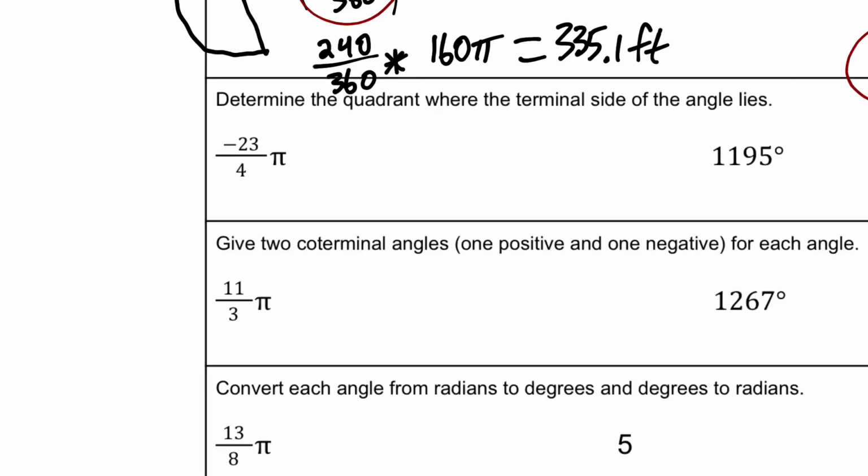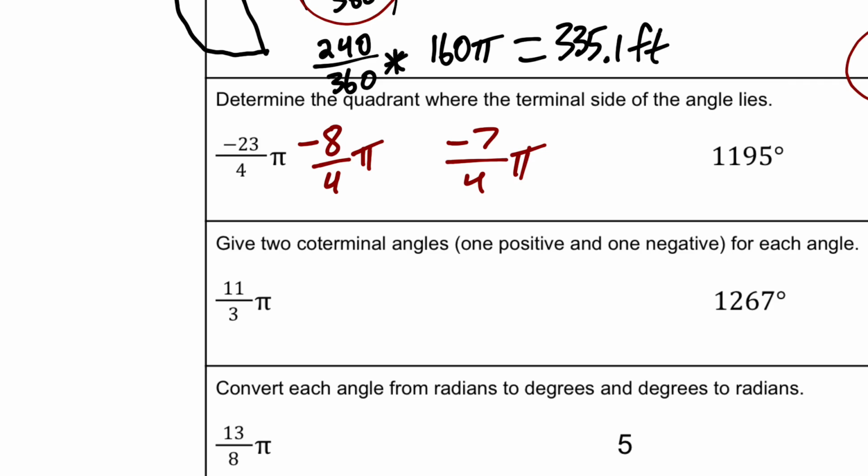We're determining the quadrant for the terminal side of the angle. So you can think about negative 23 over 4π, and 8 over 4π would be a full revolution. So how many times does that go in evenly? Well, that would be twice. And at that point, what's left over is a negative 7 over 4π.